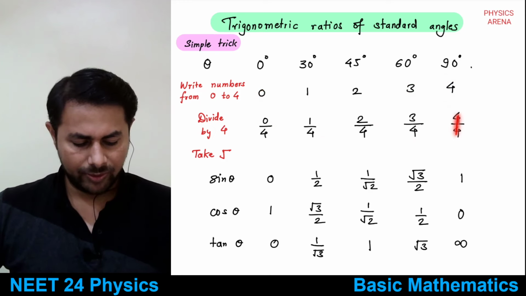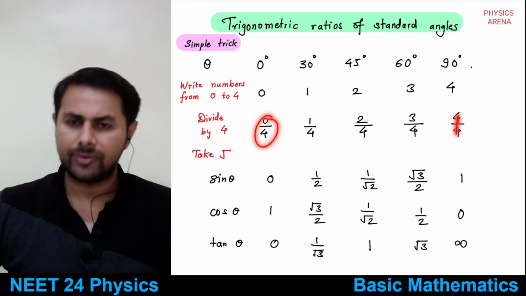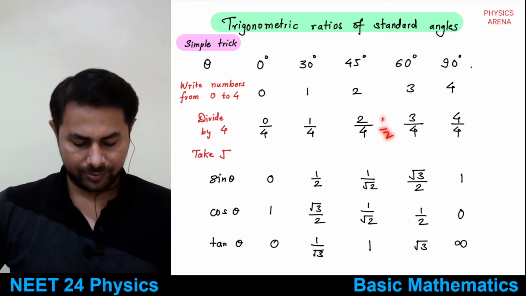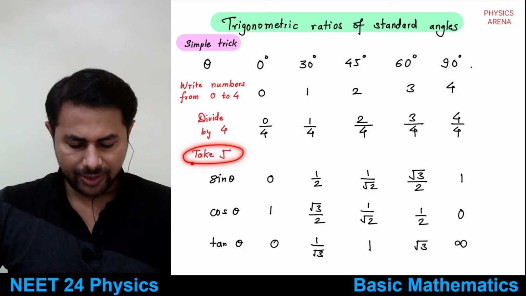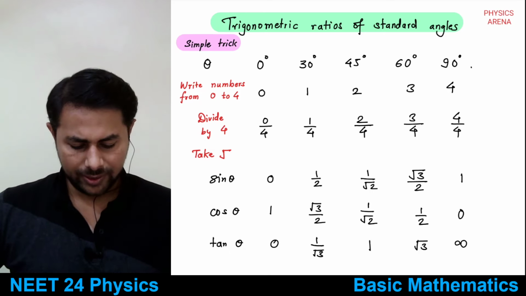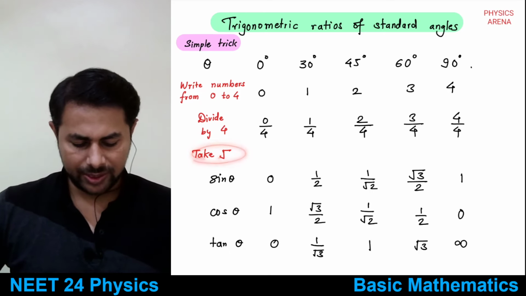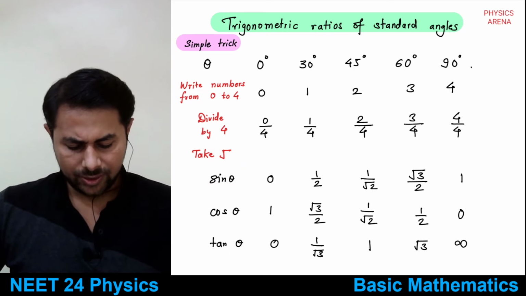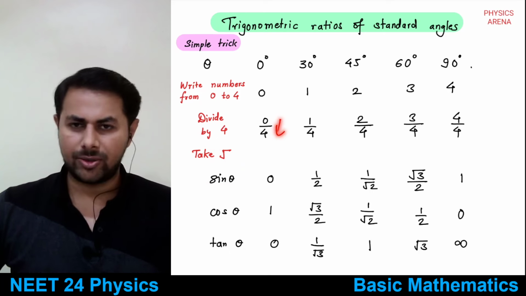Okay, so 4 by 4 comes out to be equal to 1, 0 by 4 comes out to be equal to 0, right? And 2 by 4 is half. After that, take the square root. If you take the square root of these, you will get sine theta, right? So sine theta is the square root of this.